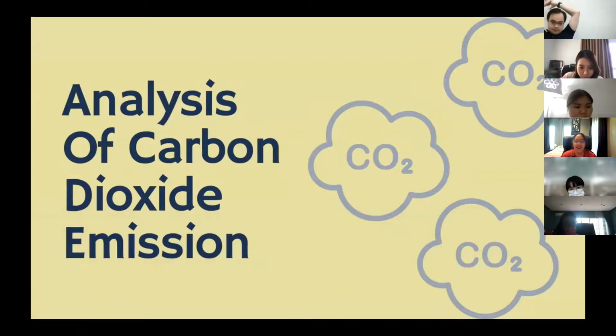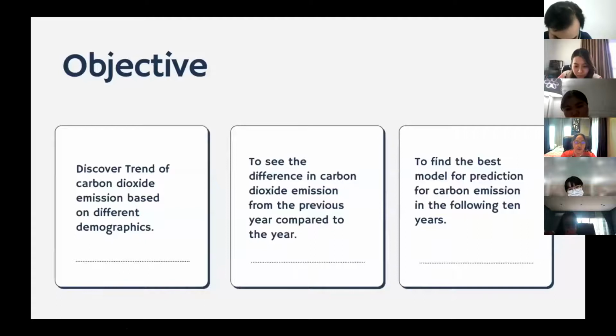Carbon emission data set allows us to view the efficiency of the current solutions, as well as the effect on people's habits and the world's trend from different time periods. This machine learning project aims to discover the trend of carbon dioxide emission based on different demographics, to see the difference in carbon dioxide emission from the previous year compared to the year, and to find the best model for prediction for carbon emission in the following 10 years.